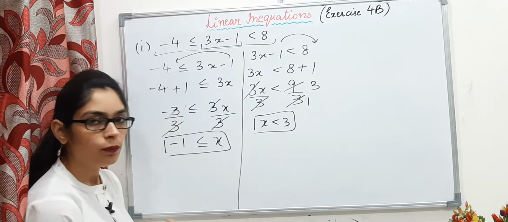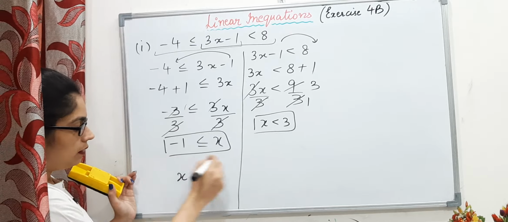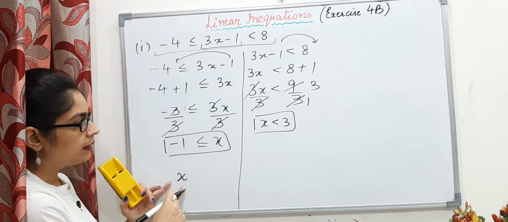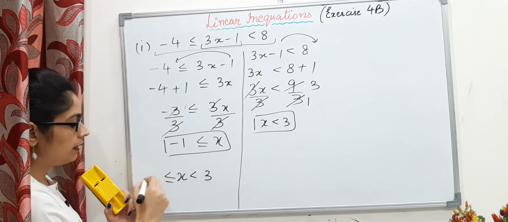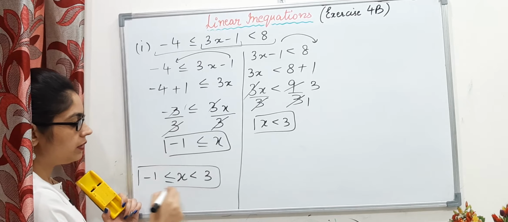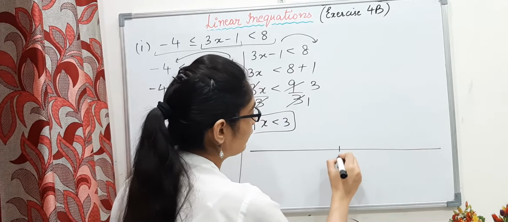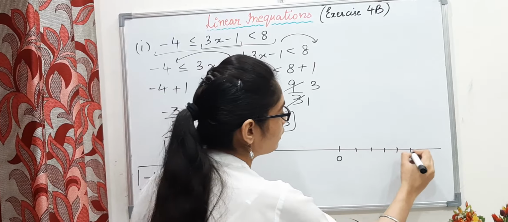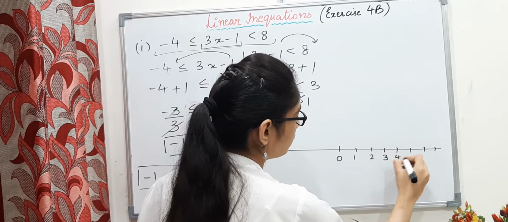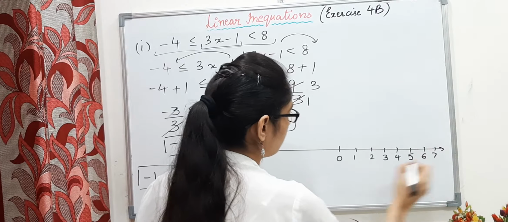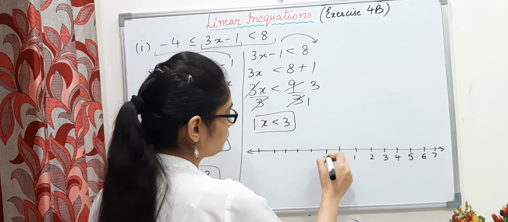See, we got two values of x. If I write it in one equation, I can write x is less than 3, but it is greater than equals to minus 1. Now this we can plot on the line. I will draw a line, number line same way, 0 in the middle, on right side of 0 positive integers, on left side of 0 negative integers.